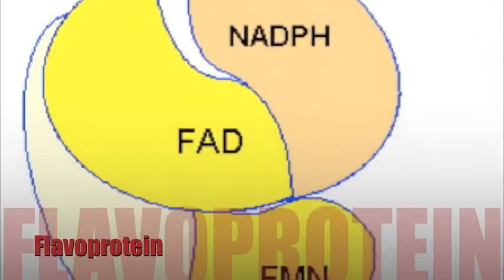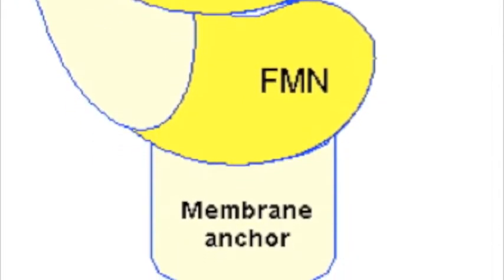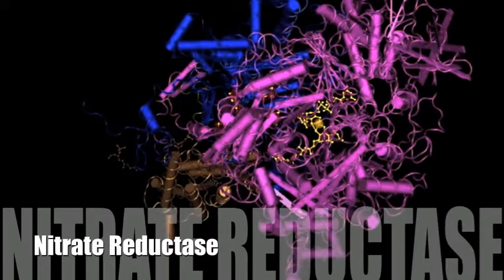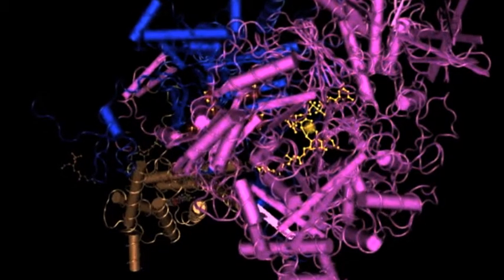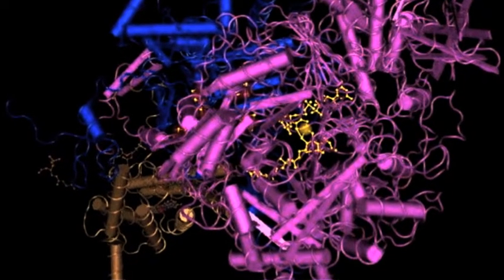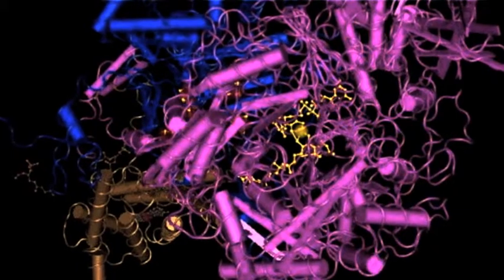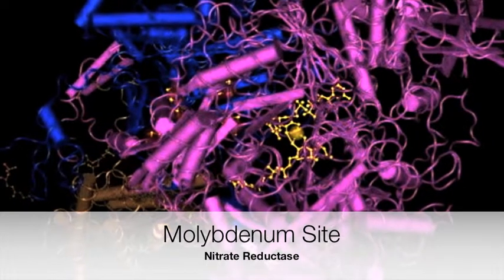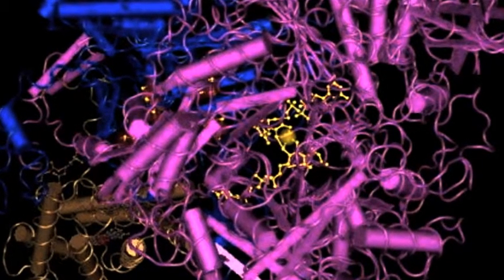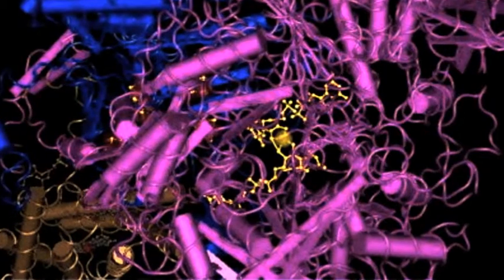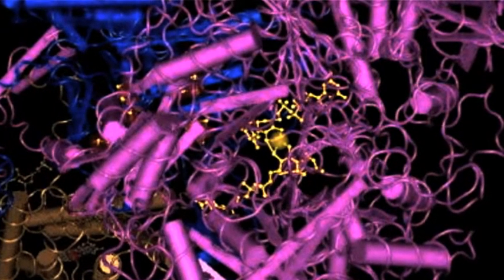Nitrate reductase is a flavoprotein. Flavoproteins are proteins that contain either flavin adenine dinucleotide or flavin mononucleotide, both of which are derivatives of riboflavin. Nitrate reductase contains flavin adenine dinucleotide, or FAD, a heme group, and a molybdenum. In the picture being shown, the molybdenum is highlighted in yellow inside the nitrate reductase structure, which is pink. The molybdenum is responsible for breaking the bonds between molecular nitrogen to allow for nitrogen fixation in plants.